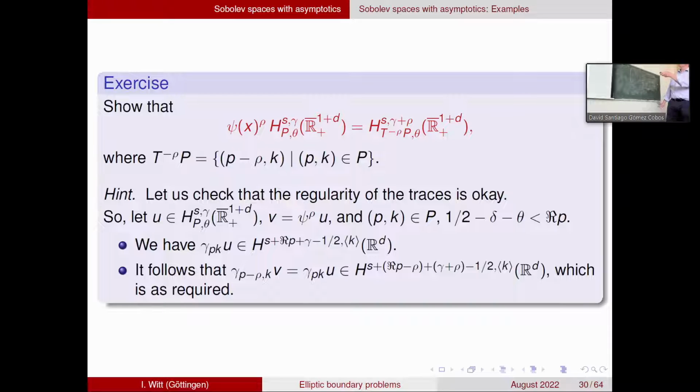And then we see a quick check that at least the regularity of the traces is correct. So that should be such a statement. This is one of the first things that we check. That is fulfilled. Okay, thank you.